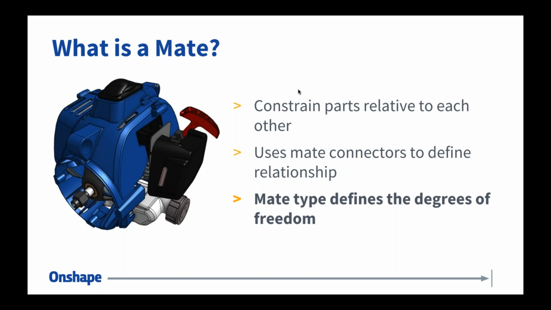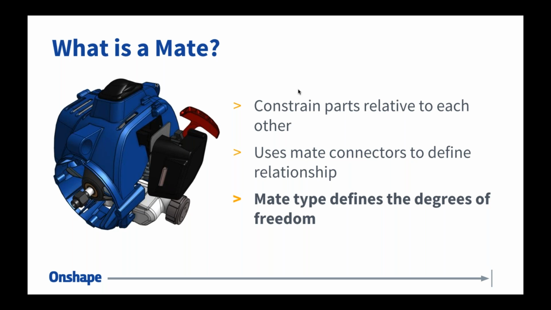What we do is we define the movement between the two parts based on the type of mate connector that you have and the mate that you choose, right? So if I choose a fasten mate, for instance, I'm fastening all degrees of freedom. It can't move at all. If I want rotary motion or rotation, I would choose something like a revolute mate. So the type of mate that you choose defines how much motion there is between the two things you're mating. That's a key thing.